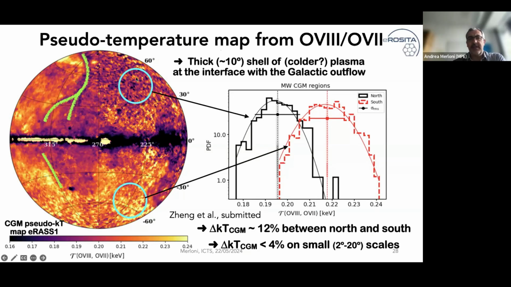Another puzzling feature that we found is that if you look at the unperturbed part of the CGM, so farther away from the bubbles, there is an asymmetry in the temperature distribution of the north and the south. The difference is about 12%, and it's quite significant. Here you see the distribution of pseudo temperature in the northern and southern regions. And this is at the moment unexplained.